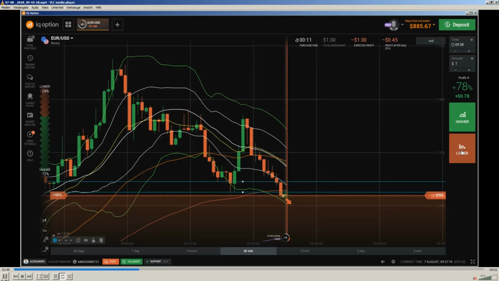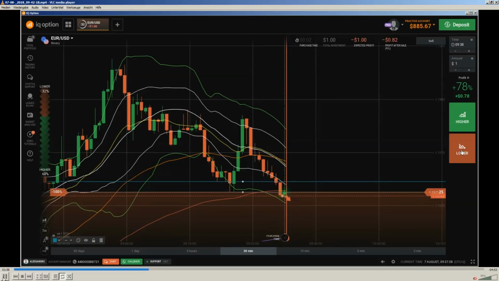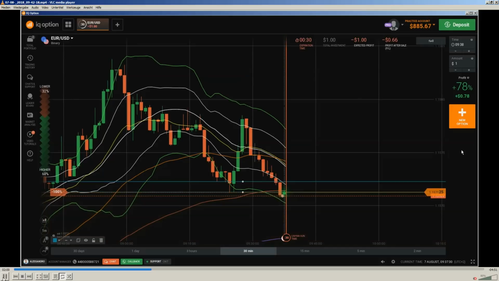I don't know, it cannot zoom in because it's zoomed out, but I think it was a rejection from the 100 EMA or even from the support and resistance level. Yes, we are going up again, yes.